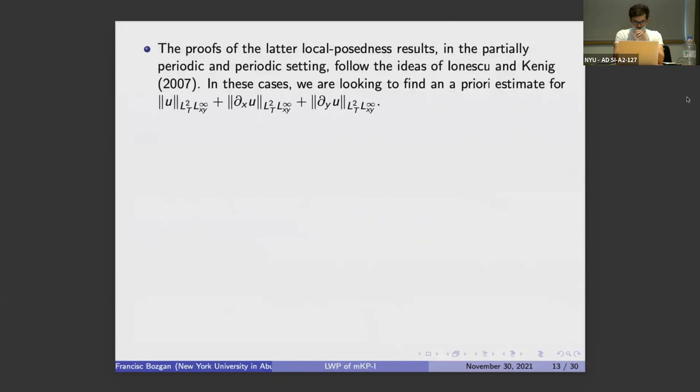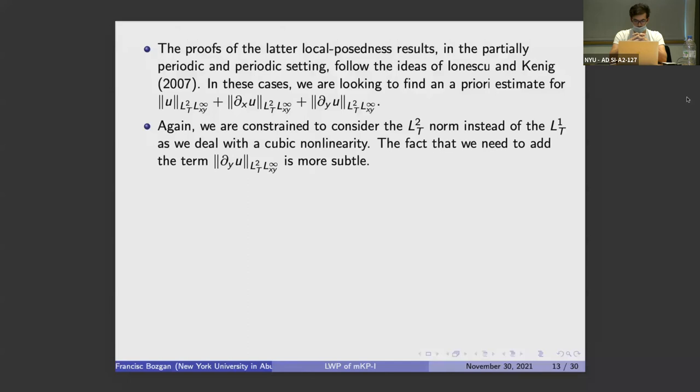For the periodic and partially periodic cases, we will need to estimate these quantities: the L2 in time and L infinity in space norms of u, d/dx of u, and d/dy of u. This will help us to get some good a priori estimates. The L2 in time is, again, coming from the cubic nonlinearity. Of course, we need to control smoothness in x, but controlling the smoothness in y is a little bit more subtle in this case.